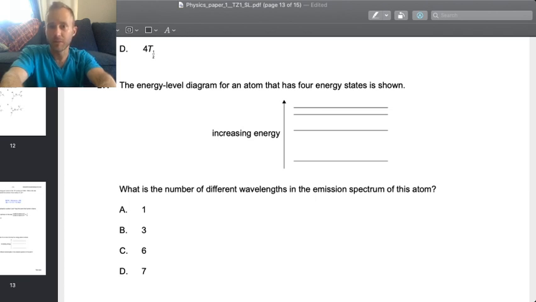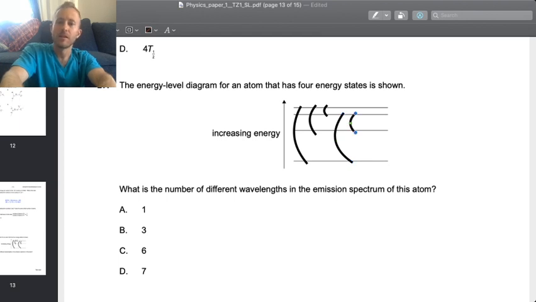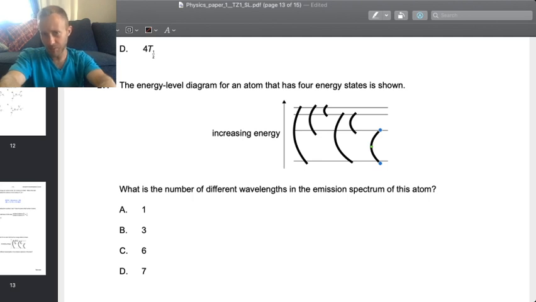So I could see there's a jump from the top level to the bottom level, from the top level to the next one, from the top level to the next one, like that. So that's 3. Or we could start at the next highest level. We could jump all the way to the bottom. Or we could jump to the one above that. Or what if we started at the very bottom and made that jump? So those are all the possible jumps. You can try and make other jumps, but you won't find them.